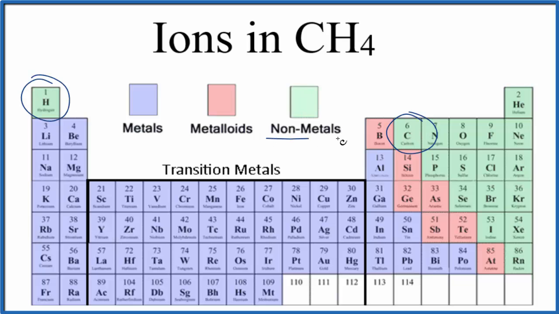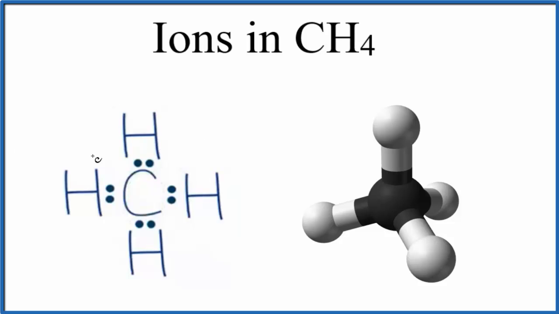Both of these are nonmetals. So when we have 2 nonmetals bonded together, we have a covalent bond. Let's take a look at that. So this is the Lewis structure for CH4, for methane, and here's a molecular model. The black is the carbon, the white are the hydrogens. So the electrons, these pairs between the atoms, these are shared. That's the chemical bond. So this is a covalent bond because we have 2 nonmetals.